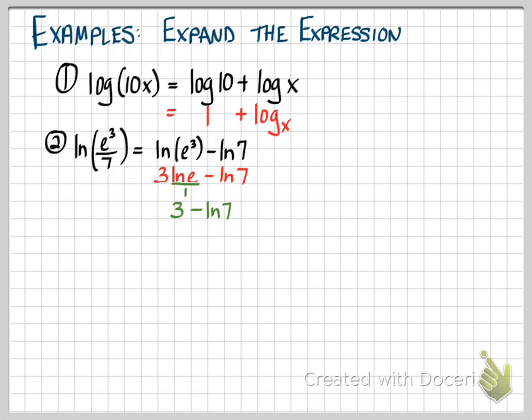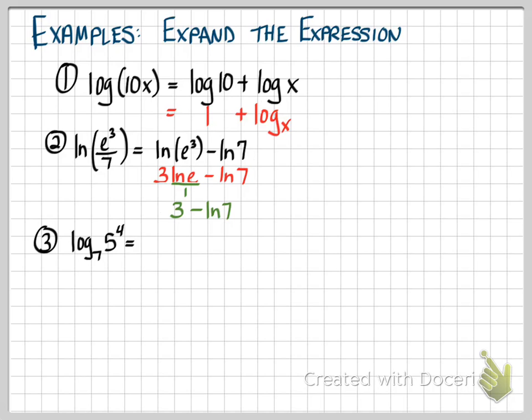One last thing I'm going to do is I know natural log of e is just 1, so I'm going to replace that with 1. So my final expanded result is 3 minus natural log of 7. Hopefully you're noticing that's slightly simpler than what we had in question 2, which is one reason why we expand expressions, because sometimes we can simplify things as we go.